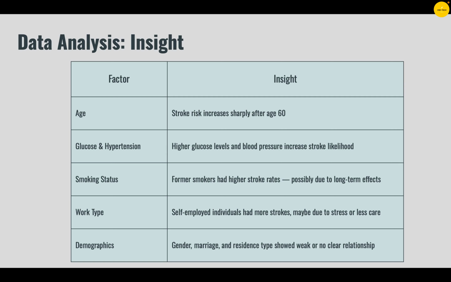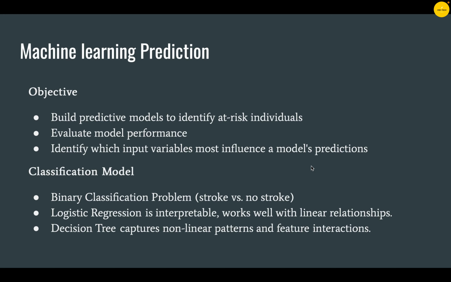On the other hand, demographic features like gender, marriage status, or where they live didn't show a strong relationship with stroke when looked at alone. So next we move to the machine learning prediction part. Our primary goal is to predict stroke risk and understand key contributing features. I chose classification models because our target variable is binary, and we use both logistic regression and decision trees for prediction.